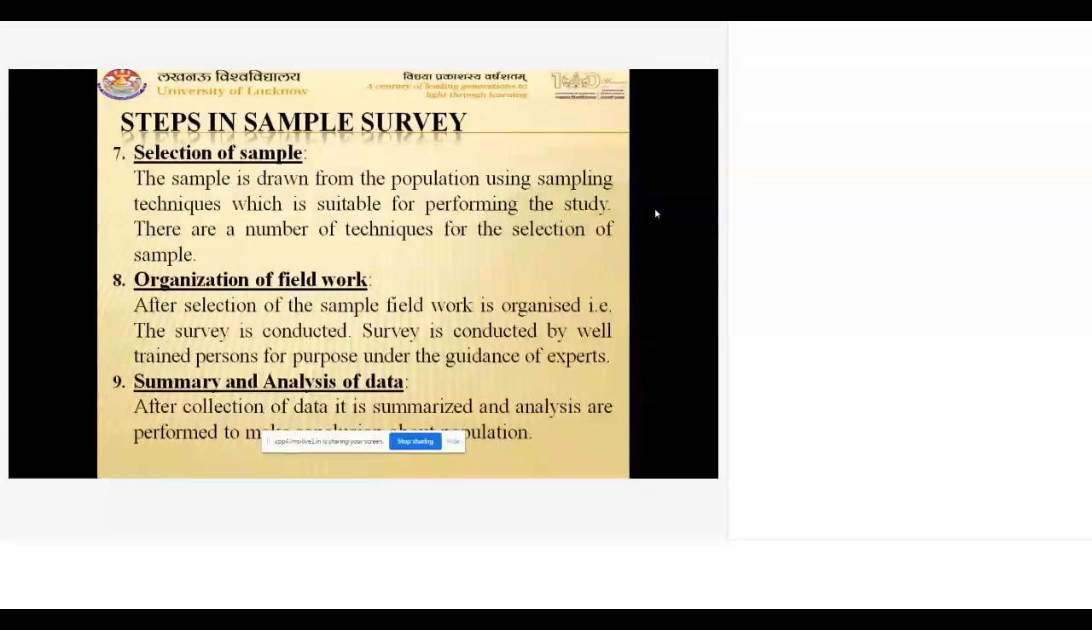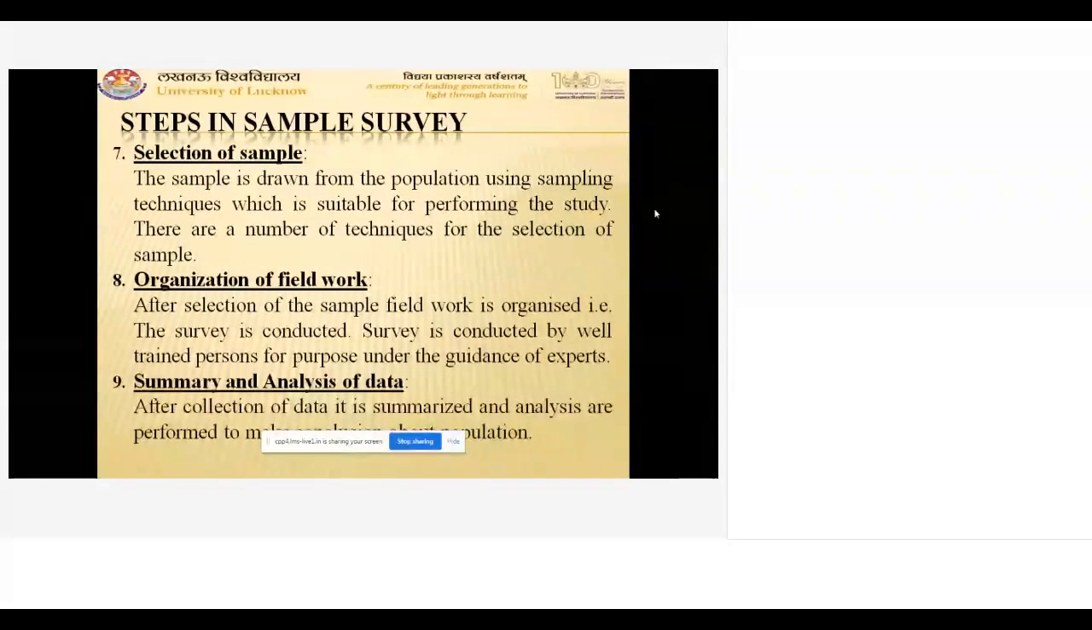Then the next step is organizing the fieldwork. After the sample size is decided and the sample is selected, a person goes to the individual and collects the data by using the questionnaire method, the schedule method, or the telephonic interview method. That is called organization of the fieldwork.